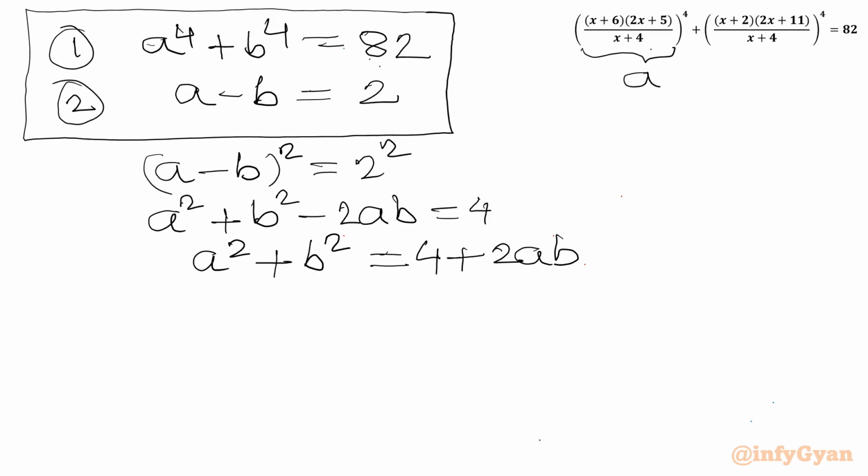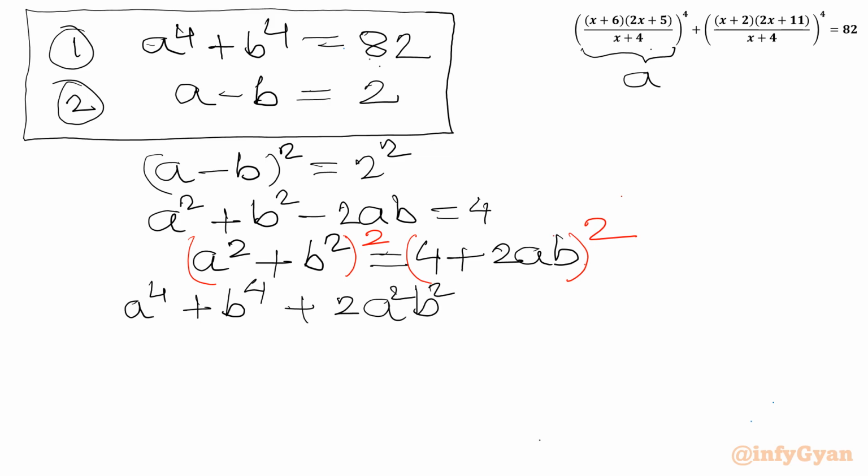Now I will consider squaring once again. So let us write power 2, and this side also power 2. Now on the left-hand side, again we can apply the (a + b)² formula. So we can write directly A^4 + B^4 + 2A²B² equal to 4² is 16, (2AB)² is 4A²B², and twice the product term would be 16AB.